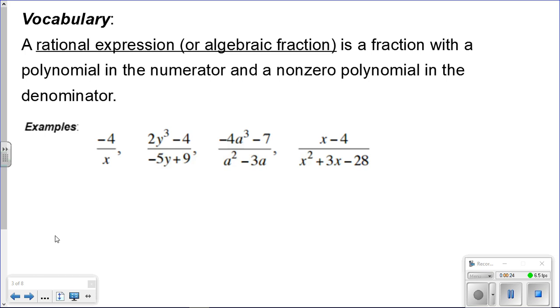So, a rational expression, or an algebraic fraction, is a fraction with a polynomial in the numerator and a non-zero polynomial in the denominator. The reason we say non-zero is because we know we cannot divide by zero. If you try to do it in your calculator, you will get an error. So these are some examples of a rational expression or an algebraic fraction. That means we have numbers and letters together. So we're going to look at simplifying these guys today.